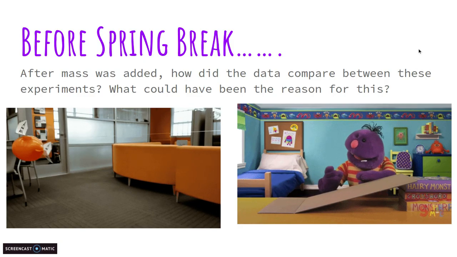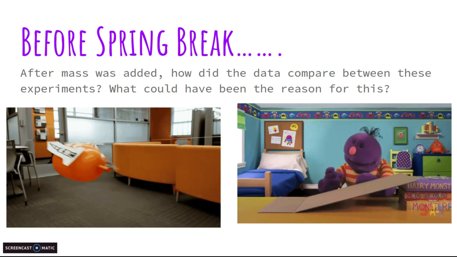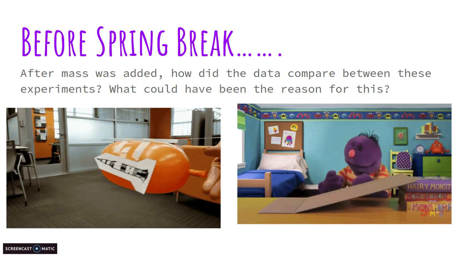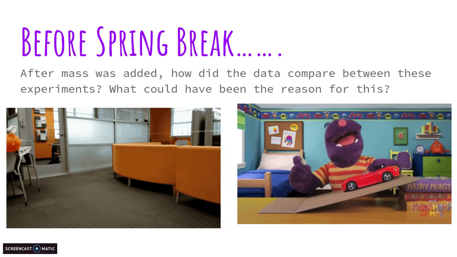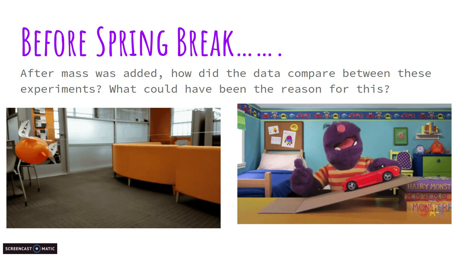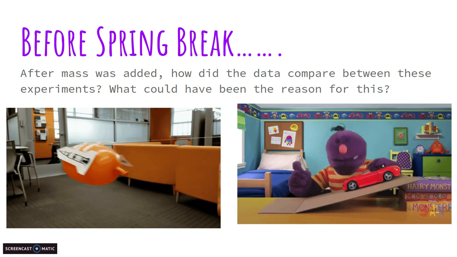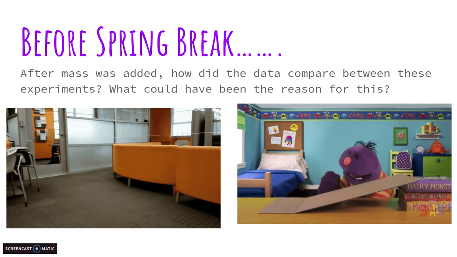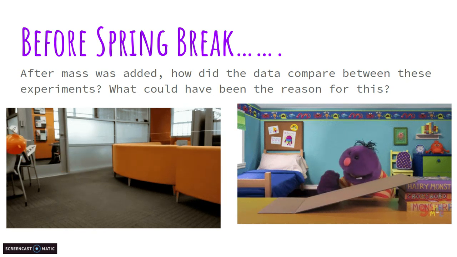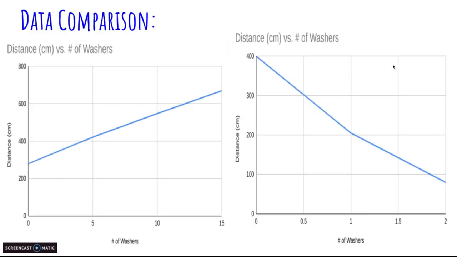If you'll remember, before spring break, we did two different experiments. Your first experiment, we had a ramp and we continued to add mass to the ramp, and we collected data on how far it would travel. Right before spring break, that we didn't get to finish, was our balloon jet lab. With that one, we also added mass to it and kept our variables the same. So, the question is, after mass was added, how did the data compare between these experiments and what could have been the reason for this? Let's look at the data.